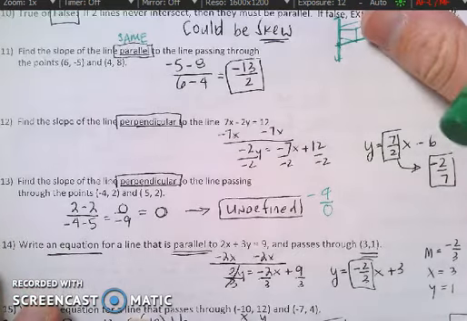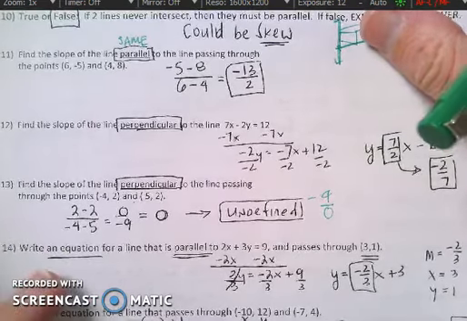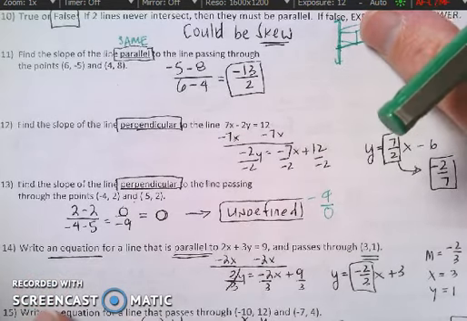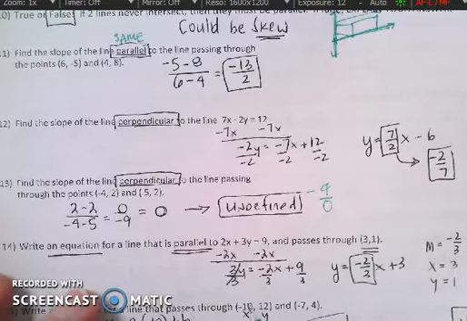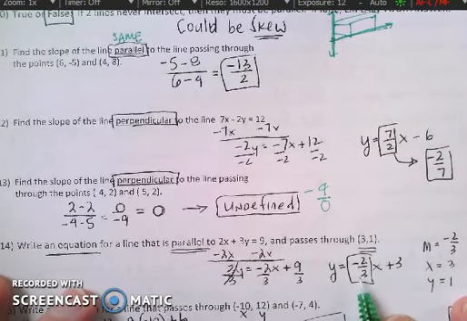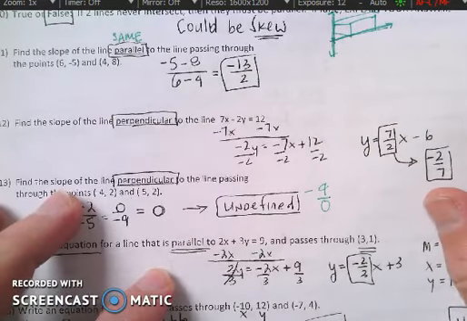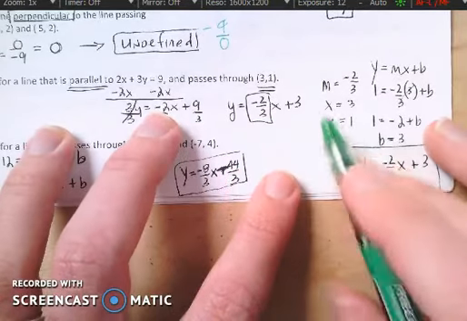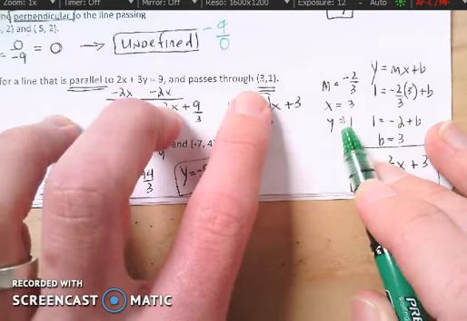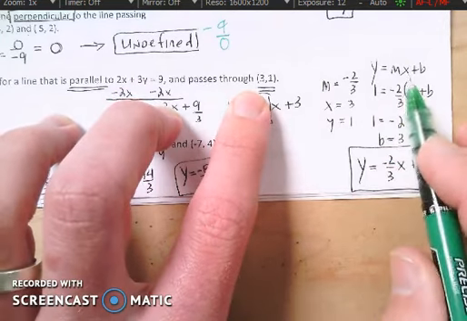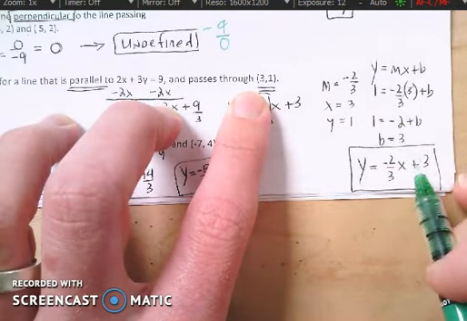Okay. Number 14 here. Number 14, we get write an equation of a line that's parallel to 2x plus 3y equals 9. First, we got to put it into slope-intercept form to get negative 2 over 3. Okay. Now, a couple ways that we could do this here. I'm going to show you 2. Take the slope, take the x and the y value from our point, which is 3 and 1. We can actually put in the y equals mx plus b, solve for b, and then plug it in.